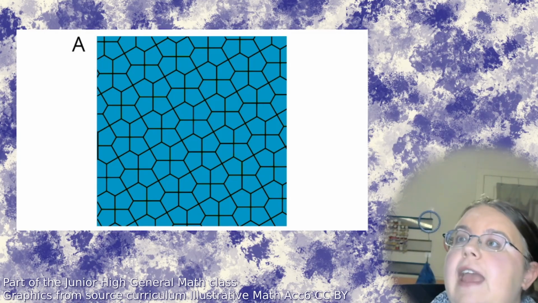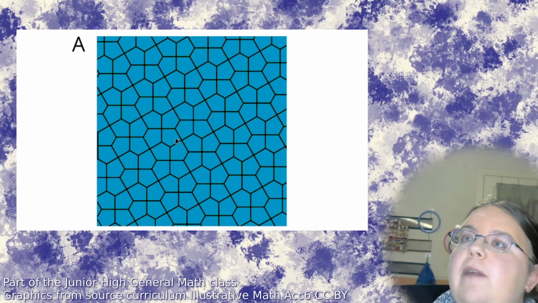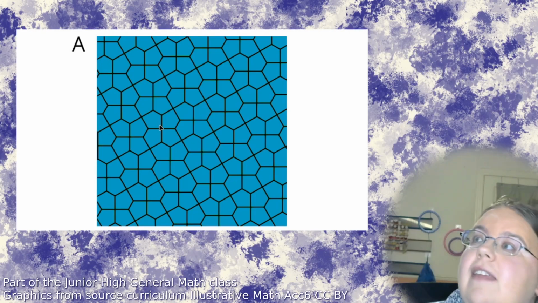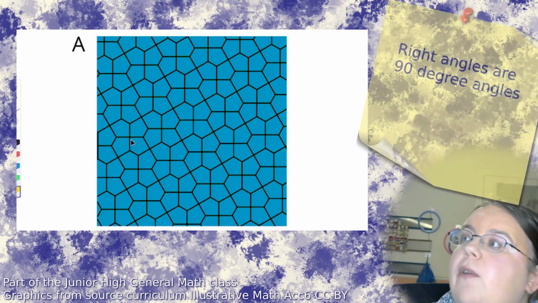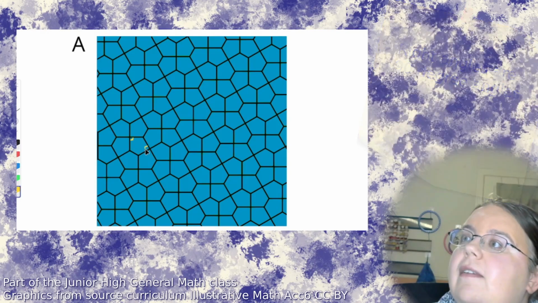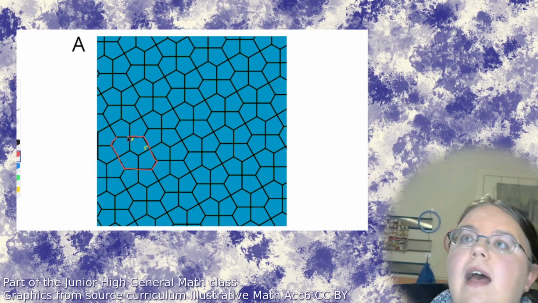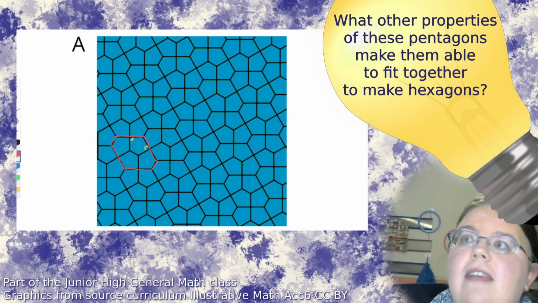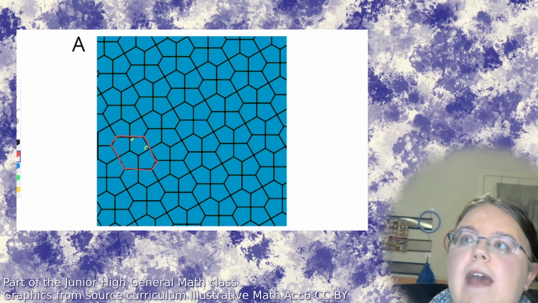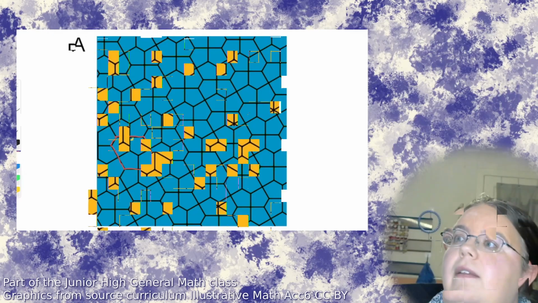Here's pattern A. One thing I notice about pattern A is the tiles in the pattern are pentagons with 2 right angles. Because of those right angles, the pentagons are able to fit together in such a way that 4 pentagons make a hexagon. I've looked ahead, and I can tell you that pattern A is the only pattern with that property.